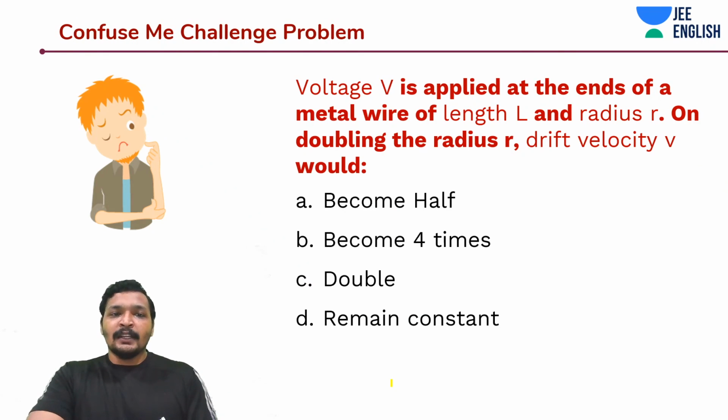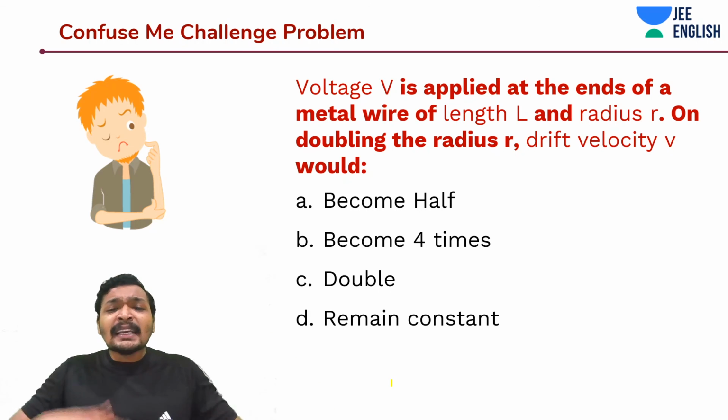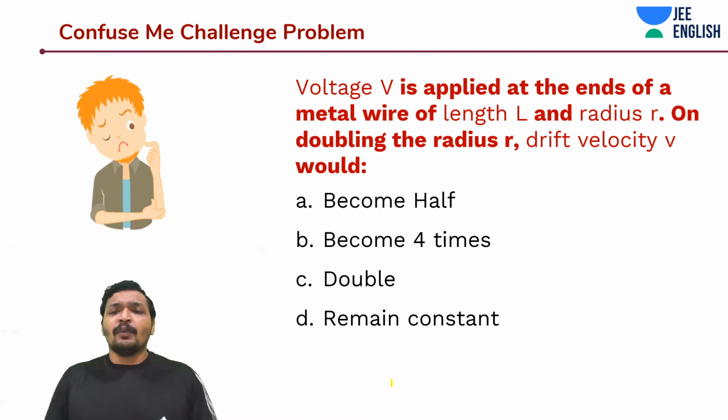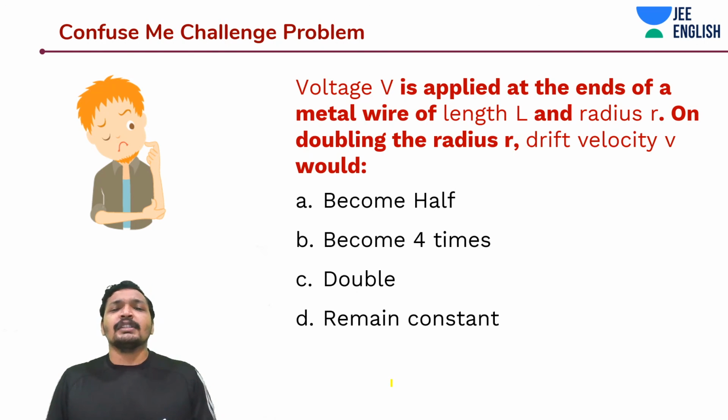Now let's get into the next one. This is a confuse me problem, which means they are going to confuse you. Voltage V is applied at the ends of a metal wire of length L and radius R. On doubling the radius, what would happen to the drift velocity? Apply your intuition about drift velocity. What is drift velocity dependent upon? I am doubling the radius. Does that affect my drift velocity?